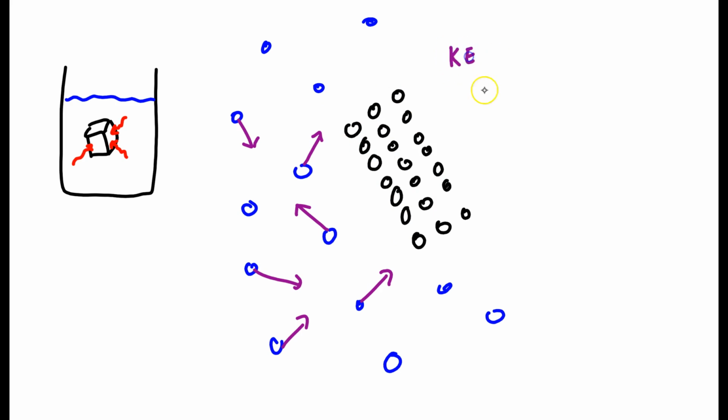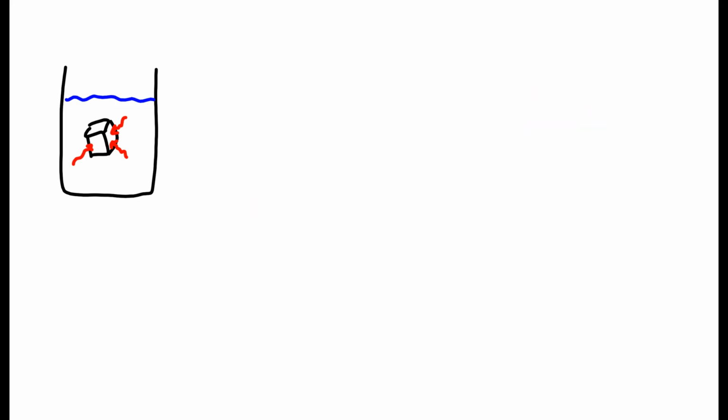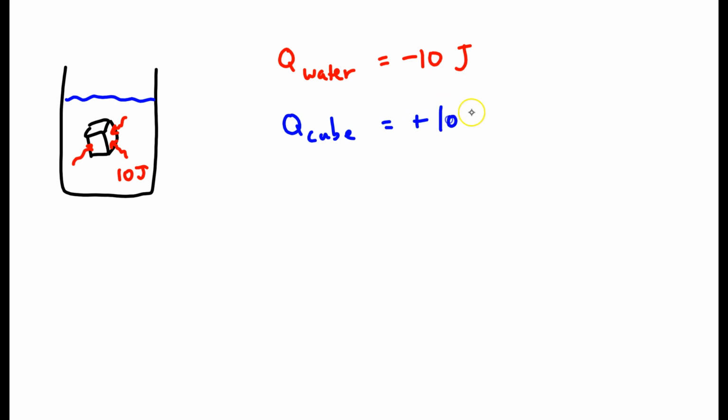So KE gets transferred from the water, the liquid, to the solid, the ice cube. And this happens through the collisions. Let's imagine that 10 joules of energy is transferred from the water to the cube. What can we say? Well, the water, the liquid, has lost 10 joules, and the ice cube has gained 10 joules.